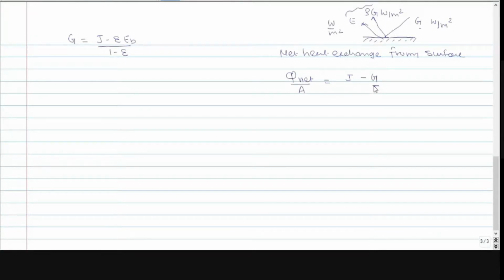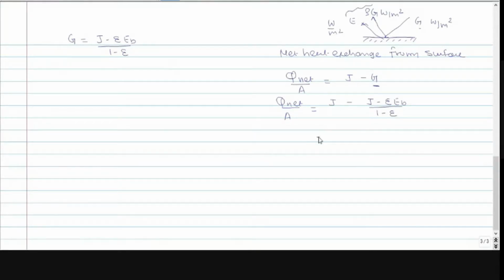Now I am going to put the value of G from this expression over here. So my expression becomes Q net divided by area equals J minus G, which equals J minus emissivity times the emissive power of black surfaces divided by 1 minus E.